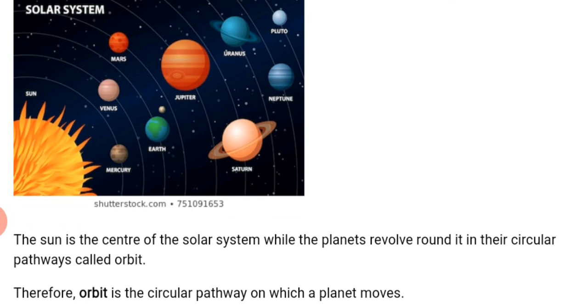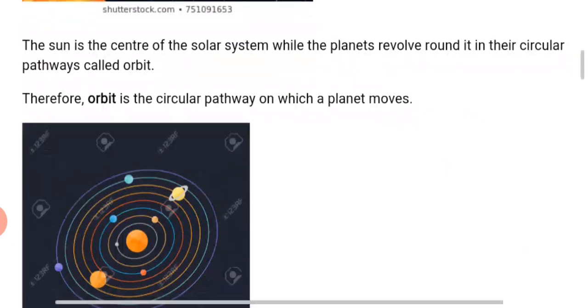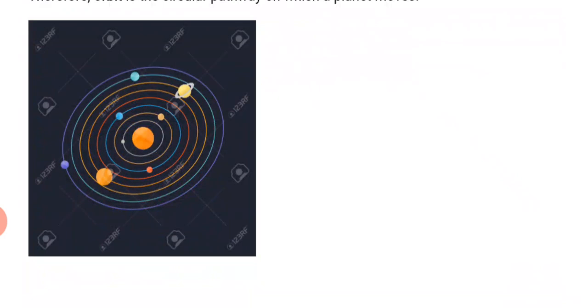So the orbit is the circular path on which the planet moves. Like I said, they are just like footpaths. Each planet has its own pathway in which it travels around the sun. Now, if you look at this, this is what we call orbits. It's a footpath of the planets. Every one of them moves around the sun. They have their own path.